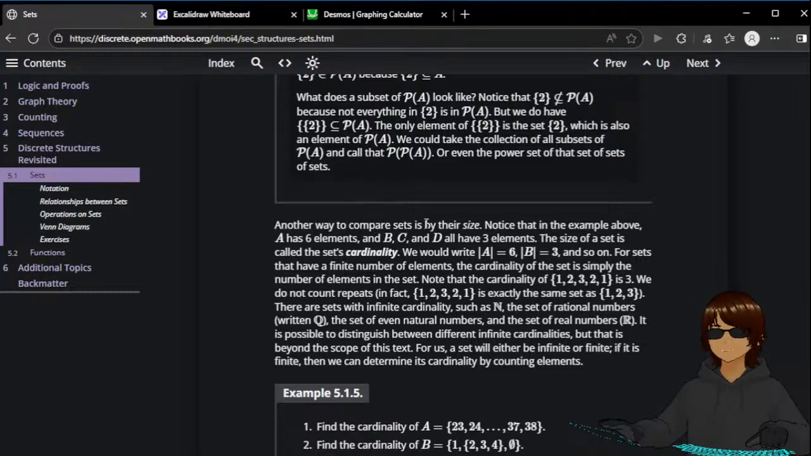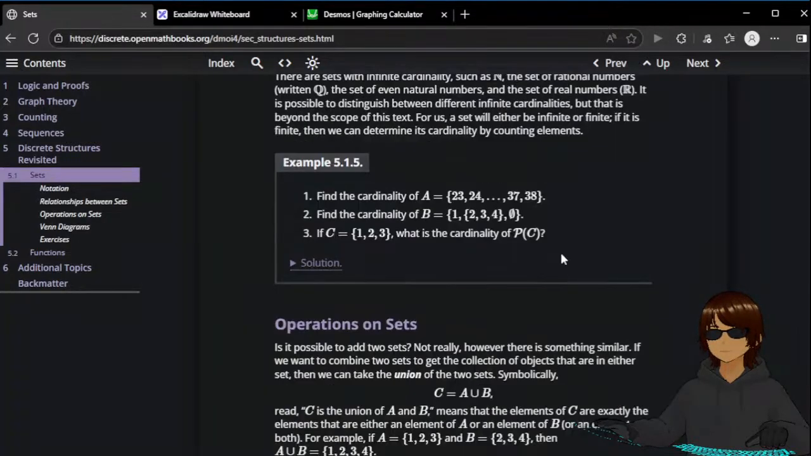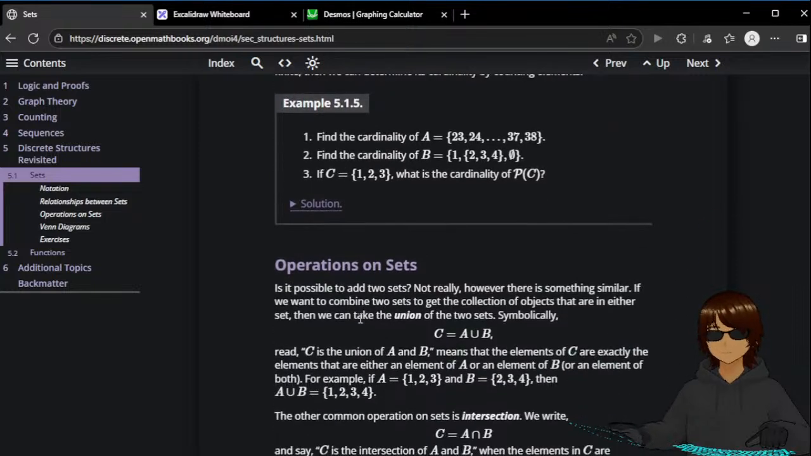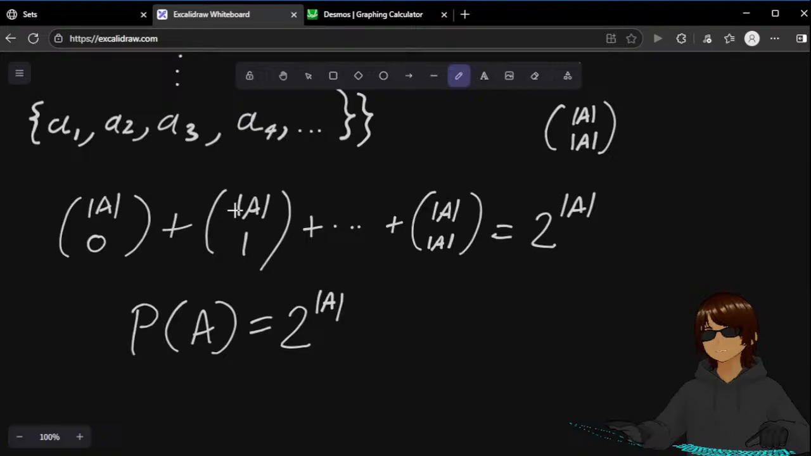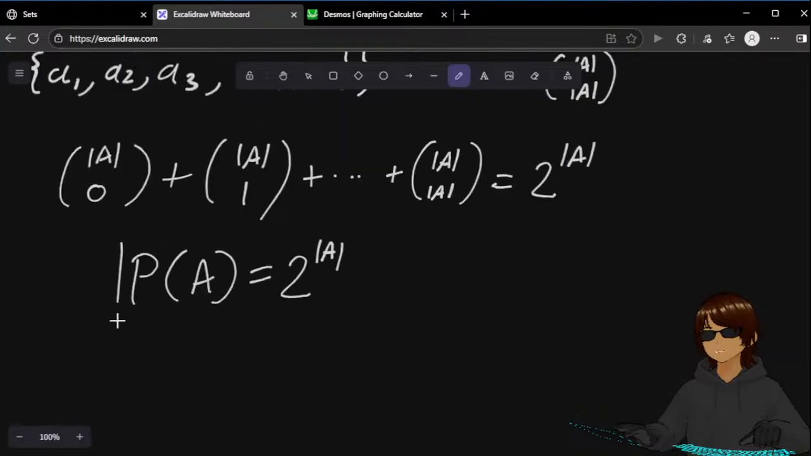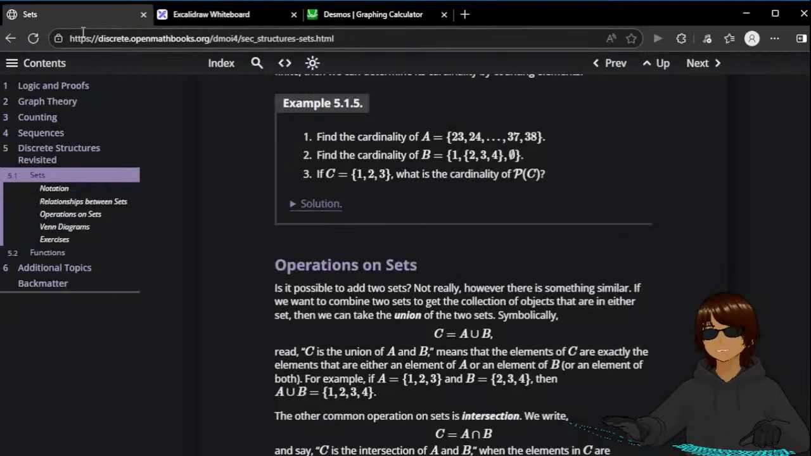Another way to compare sets is by their size. Notice that in the example above, A has 6 elements and B, C, D all have 3 elements. The size of a set is called the set's cardinality. You could write the cardinality of A is 6, the cardinality of B is 3. Wait, power set. Power set is this set over here. The cardinality of the power set of A is 2 to the power of the cardinality of A.